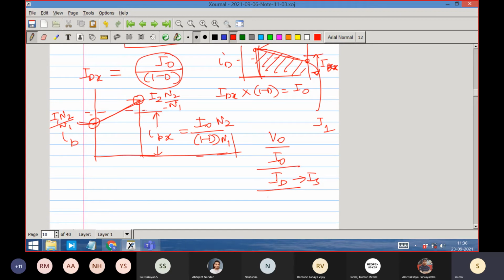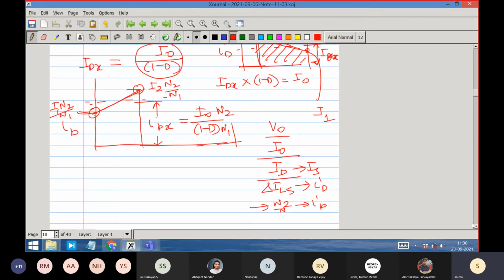Take delta IL, tell delta IL in the secondary, completely sketch it, then with the transformation N2 by N1 transformation get the primary. So that would be your approach of solving a problem. Let us take some problem.